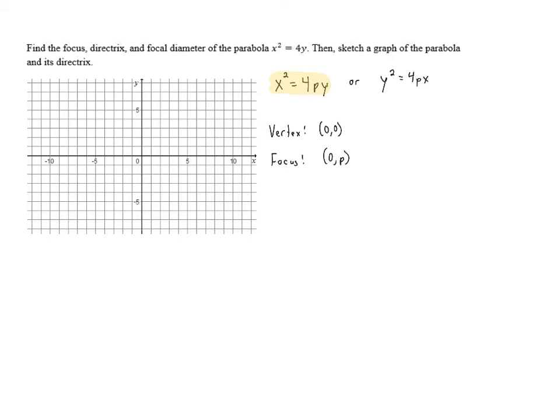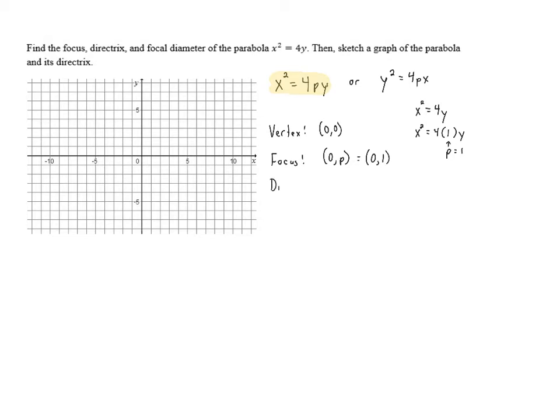Now in this case, because we have x squared equals 4 times y, and we want this to be x squared equals 4 times something times y, remember this is the value of p, we know that 4 is the same as 4 times 1. So in this case, we can see that p equals 1, so the focus is going to be at the point 0, 1.